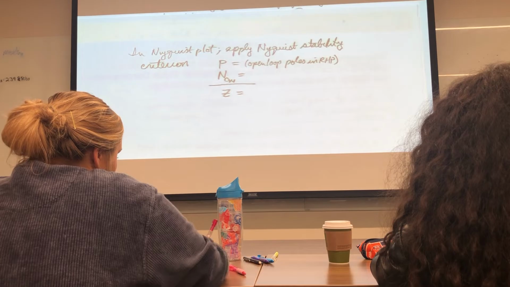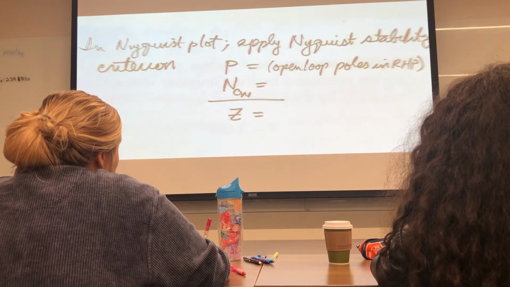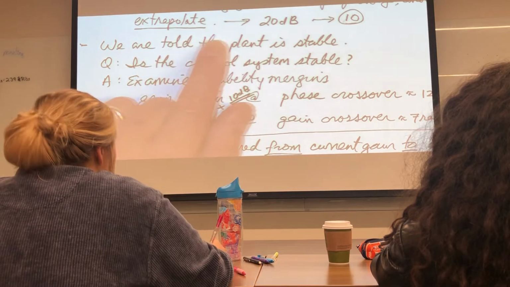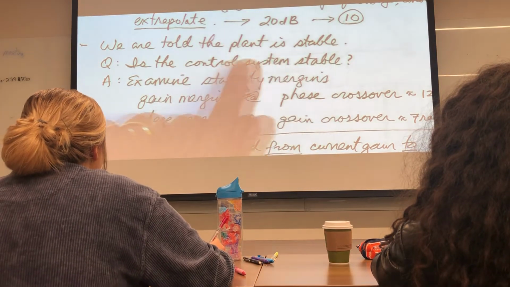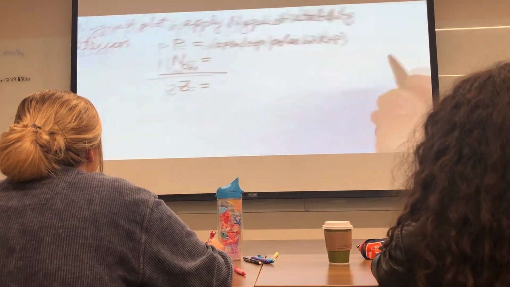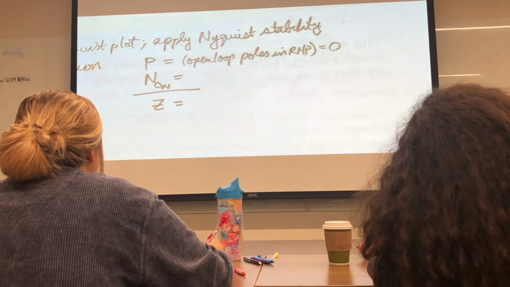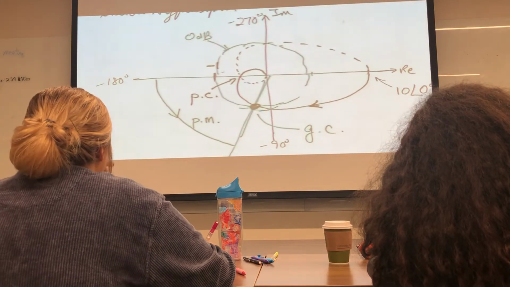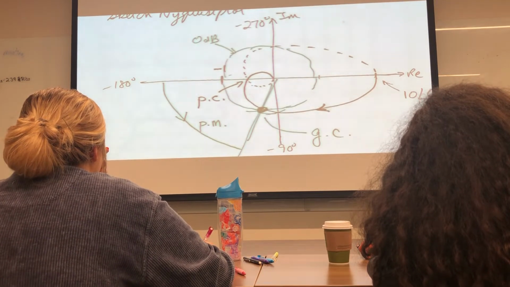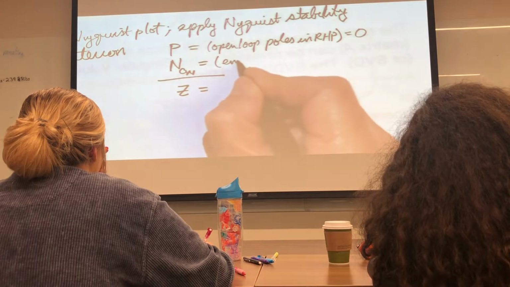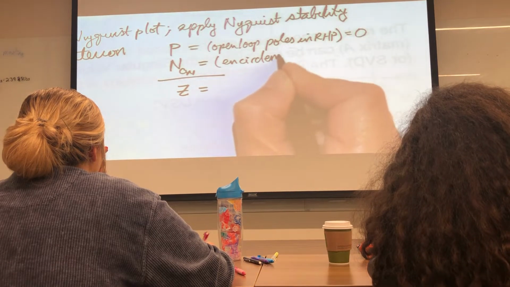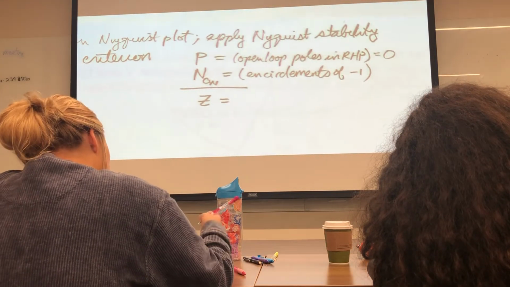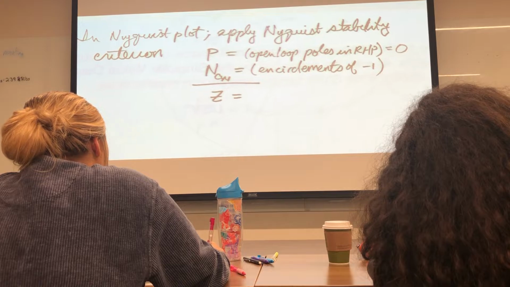Open loop poles in the right half plane. How many open loop poles do I have in the right half plane? Okay, we're told the plant is stable, so P is equal to 0. And in the clockwise manner, what is N? These are the number of encirclements of the point minus 1.